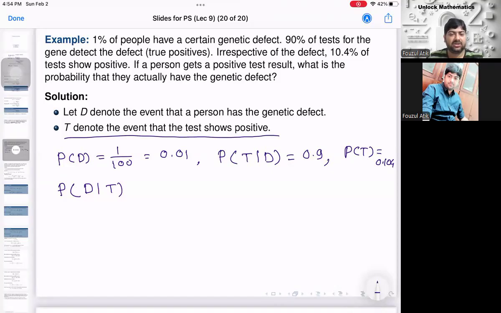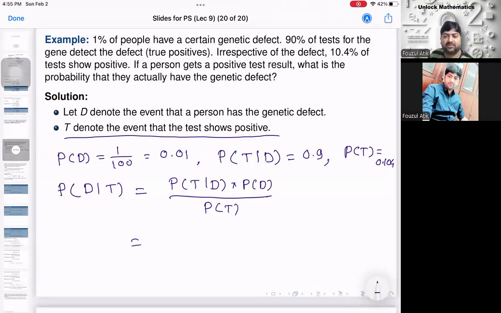How can you do it? Yes, we have to apply Bayes theorem. By applying Bayes theorem, we get P of D given T is equal to P of T given D into P of D divided by P of T. Now just substitute all these values. It is 0.9 into P of D, which is 0.01, divided by P of T, which is 0.104. And if you calculate, you'll get the value 0.0865.